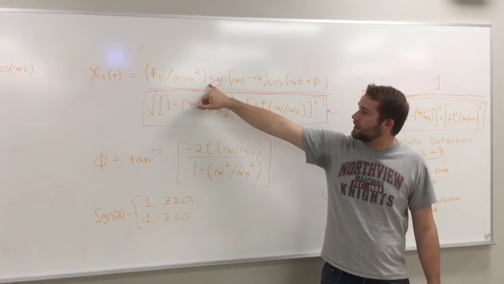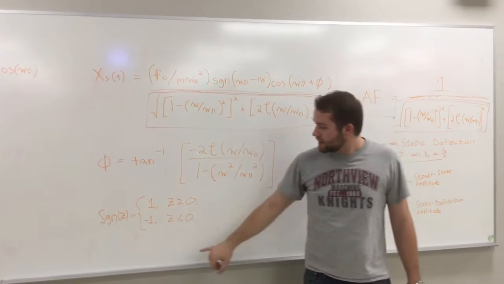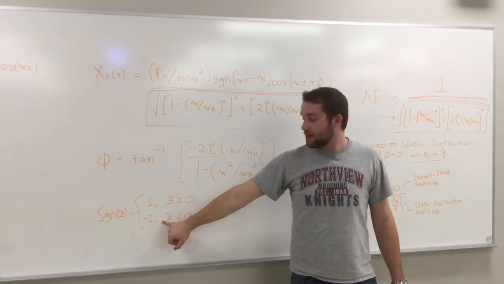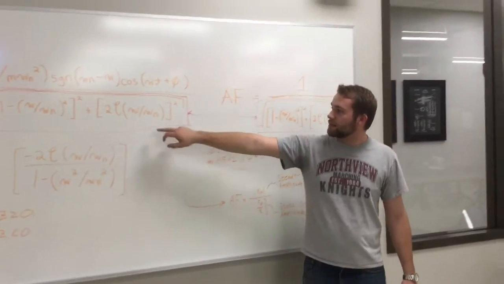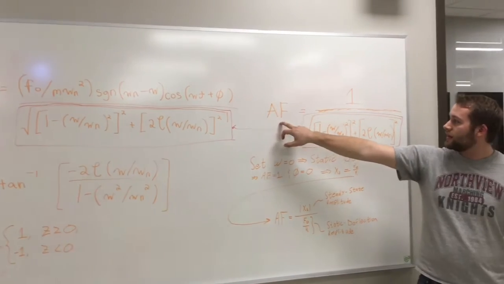And this part of the steady state solution, sgn of omega n minus omega, simply gives a positive or negative value to the entire thing. The denominator of this equation is the amplification factor.